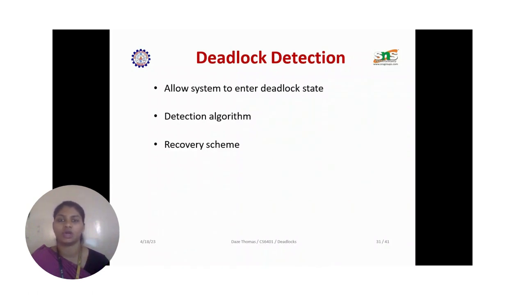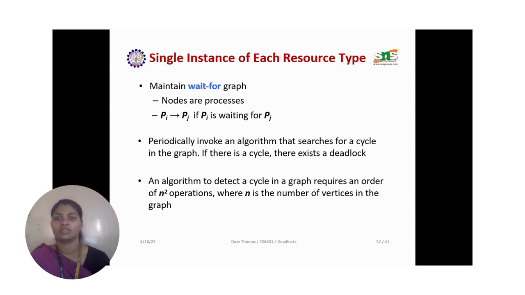Today's class will discuss deadlock detection. In previous classes, we discussed what a deadlock is, how to handle deadlocks, deadlock avoidance, and prevention. Here we'll see deadlock detection. This allows the system to enter a deadlock state, then uses a detection algorithm and a recovery scheme. All these are discussed in today's class.